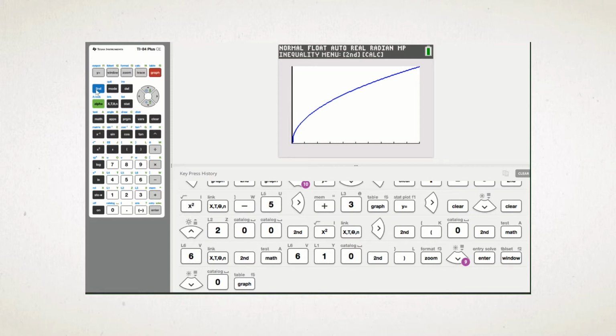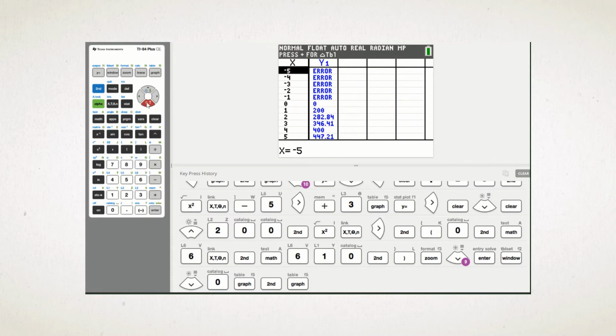Now, we were asked to find what's the frequency when we have 3 pounds, 6 pounds, and 9 pounds of tension on that string. And so I'm going to go to my table. I'm going to hit second graph for table. And we're going to scroll down here. When X is 3, which represents 3 pounds of tension, our frequency, our vibrations per second, is 346.41. Now, how about when we go to 6? Well, that's 200 times the square root of 6, and our frequency would be 489.9 vibrations per second.